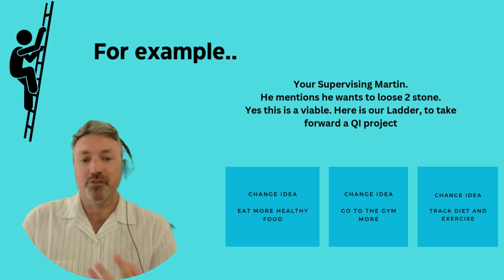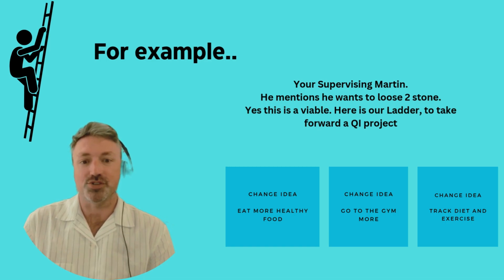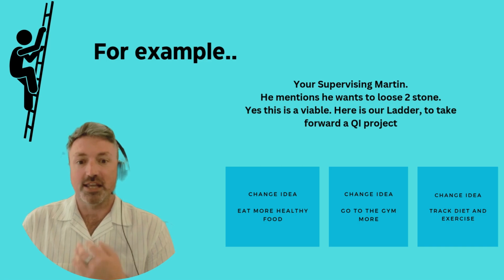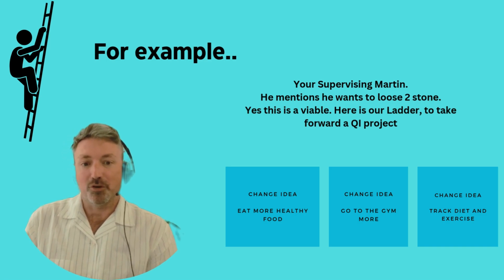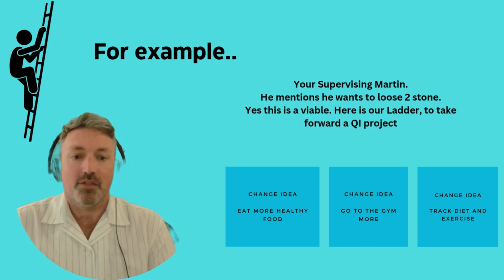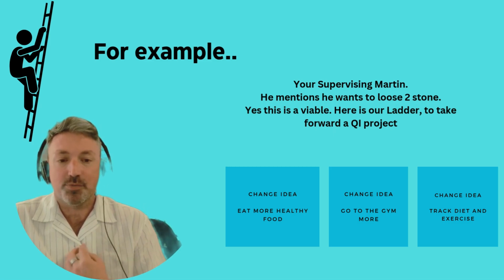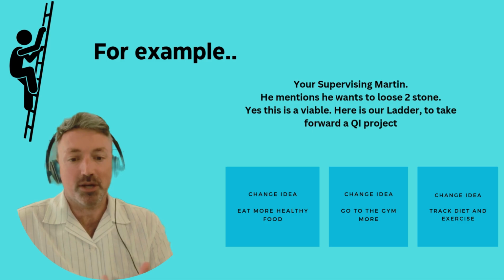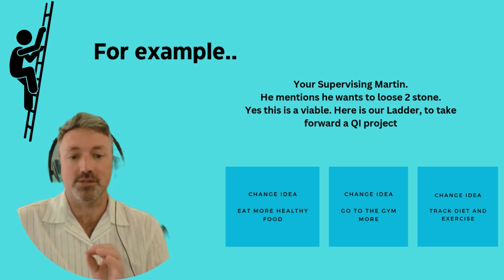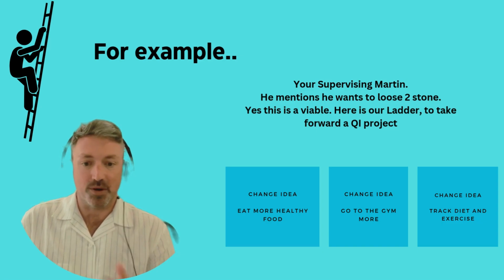If you're supervising Martin, that's me, and I mention that I want to lose 2 stone, and we've agreed that yes, that's a viable project, here we've landed on a ladder that we can take forward as a QI project. All I would ask as the supervisor is for Martin to jot down some change ideas on a post-it note or a rough piece of paper, whatever you want.